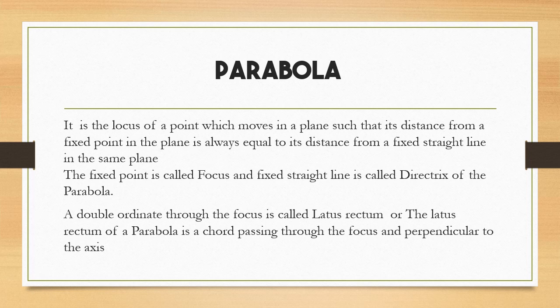The double ordinate through the focus is called the latus rectum of a parabola. So here you will study a new term in parabola, that is latus rectum. The latus rectum of a parabola is a chord passing through the focus and perpendicular to the axis. This is very important.